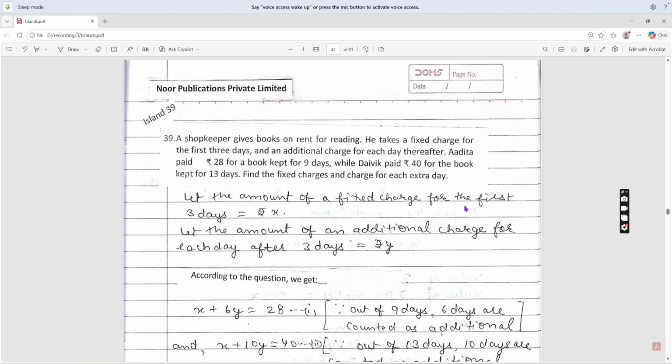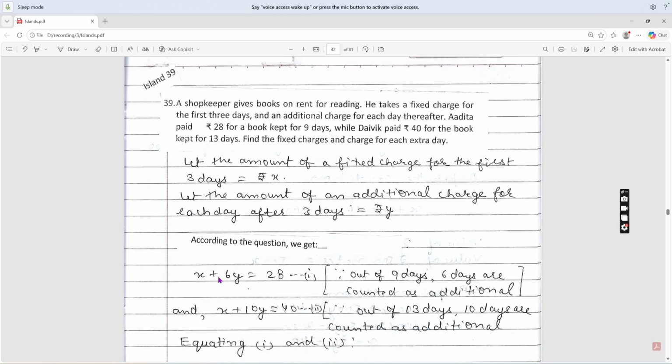Let the amount of fixed charge for the first 3 days be x rupees. Only difference is with the 3 days, because 3 days is free. After 3 days, whatever is extra, we have to multiply it by that only. Let the amount of an additional charge for each day after 3 days be rupees y. Now just see, x plus 6y is equal to 28. Why? Because Aditya paid 28 for a book kept for 9 days. Actually, it is not 9 days.